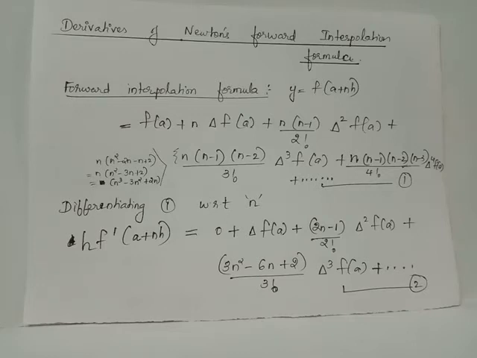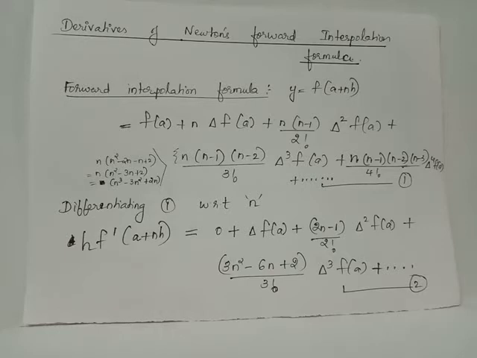Derivatives of Newton's forward interpolation formula. We have the forward interpolation formula given by f(a + nh) = f(a) + nΔf(a) + n(n - 1)/2! Δ²f(a) + etc. Here a is the leading input value and h is the interval of differencing. Hence a and h will be constant and n will be the variable.